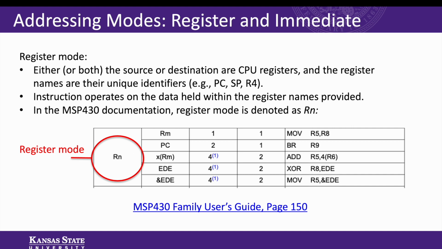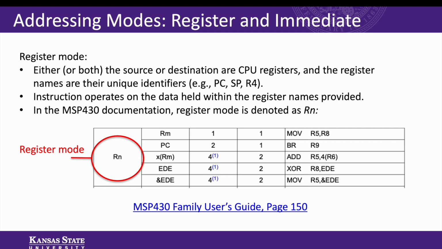Okay, so in register mode, either or both the source or destination are CPU registers, and those register names are the unique identifiers like program counter PC or stack pointer SP or R4, R5, etc. So that's really what signifies the mode that we're using. The instruction operates on the data held within the register names provided. I want to point that out. It's not that the instruction is operating on the name PC or the name SP or the name R4. It's operating on the data that's held within those registers.